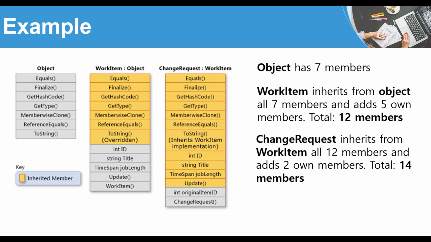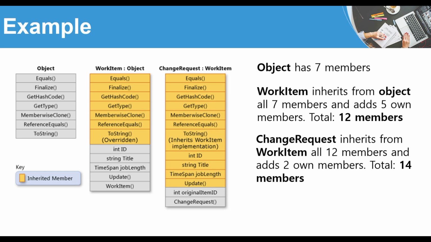If we go then one step further and we have another class called change request that inherits from work item, this means that change request will inherit from work item all the 12 members, including the 7 that come from the class object, and it will add another 2 members, 2 own members, to this class change request.